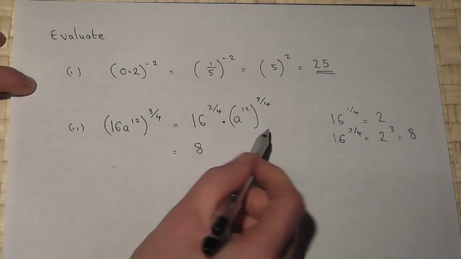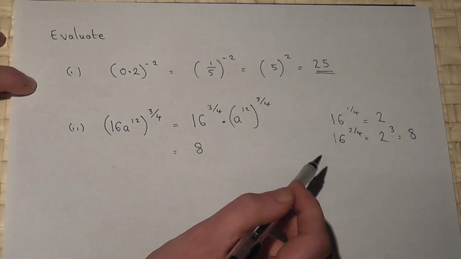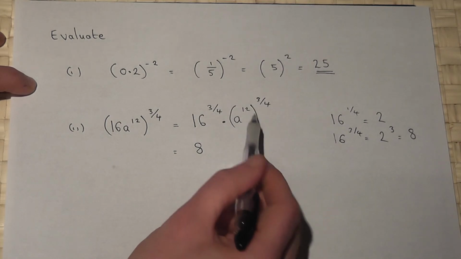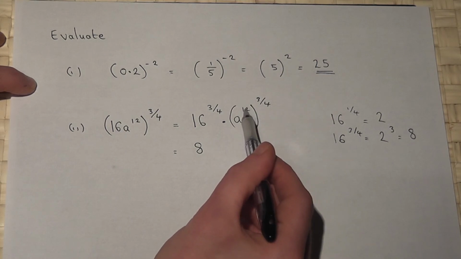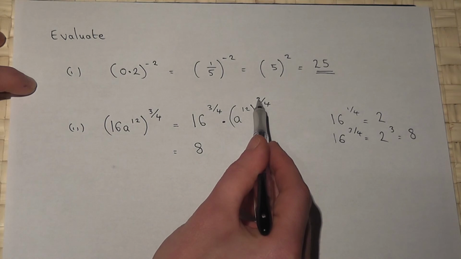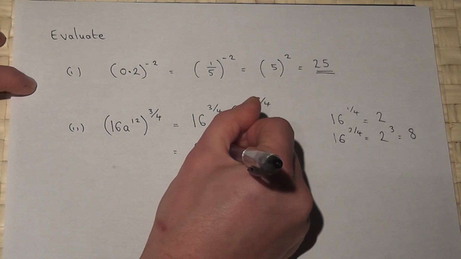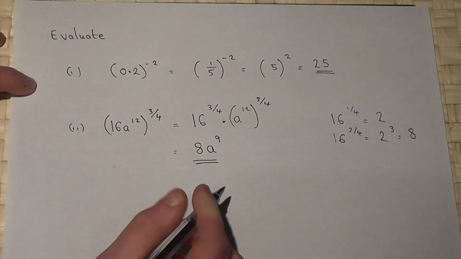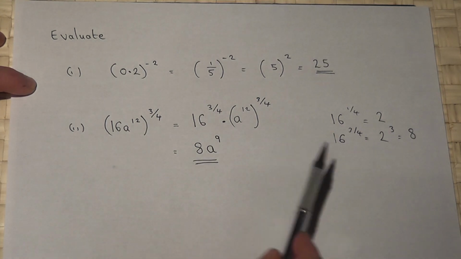Now then, here we have an a to the power of 12 all to the power of 3/4. Now the rule for powers in this form is to do 12 lots of 3/4. Well, 12 times 3 is 36, then divide by 4 is 9. So this just becomes a to the power of 9. So therefore this simplifies to 8a to the power of 9.